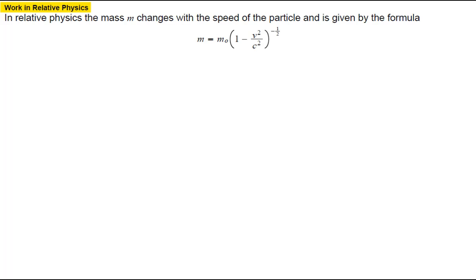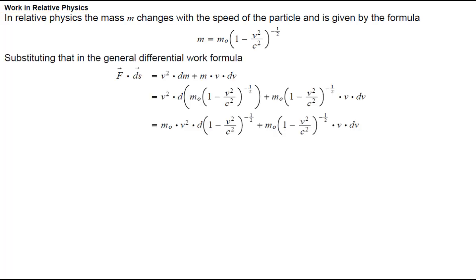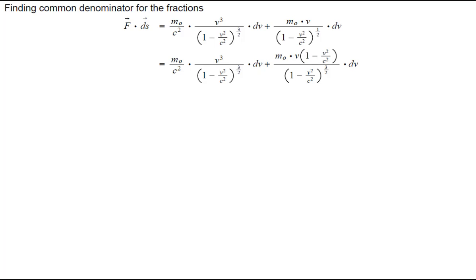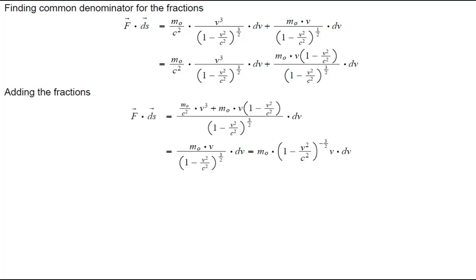Work in relativistic physics. In relativistic physics, the mass m changes with the speed of the particle and is given by the formula. Substituting that in the general differential work formula. Differentiating the term. Finding common denominator for the fractions. Adding the fractions.